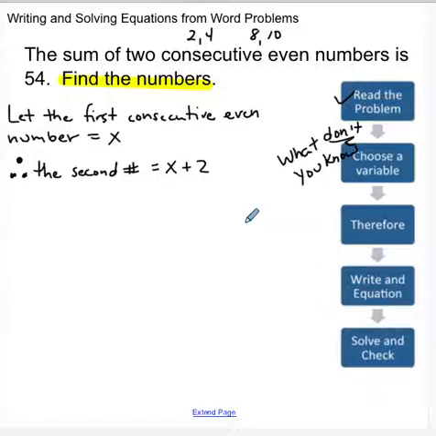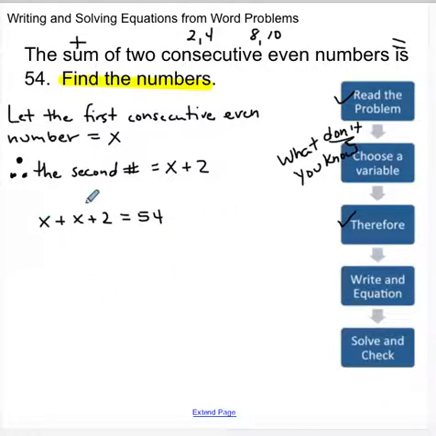Okay. So now I'm going to go ahead and write the equation. Look at all the work I've done before I even get into this writing the equation part. So I'm looking for the sum, and the sum is an addition word that is 54. So the sum of these two numbers, well, the first number is x. I'm going to add it to the second number, which is x plus 2, and that's going to be equal to 54. Now that only came so easily because I had all of this work done ahead of time, all of this thinking out of the way.